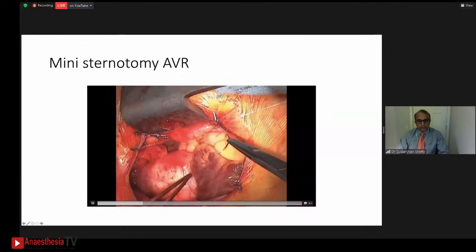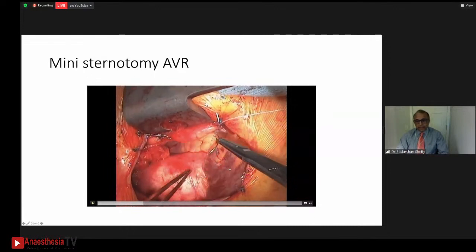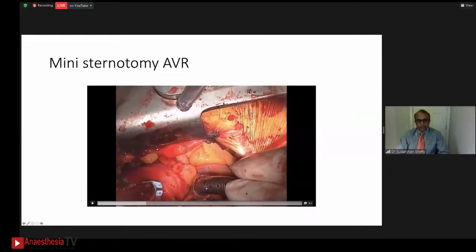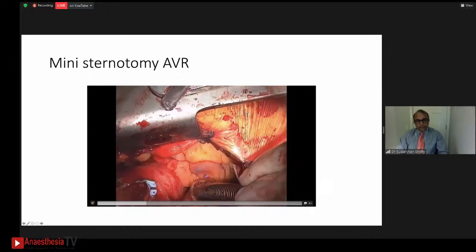And I'm going to pause it here. So this structure here is the right atrial appendage. That's what they're going to cannulate for the venous access. You can see your venous access here, the arterial cannula and the antegrade cardioplegia cannula there.